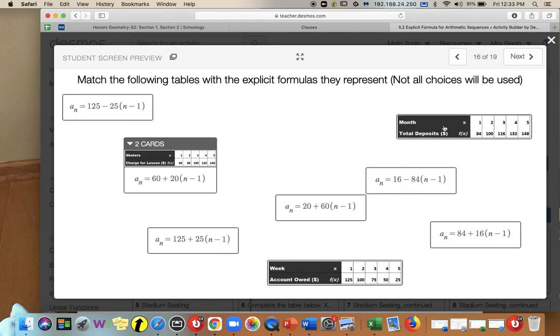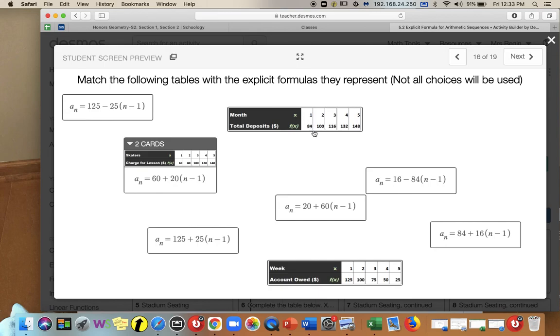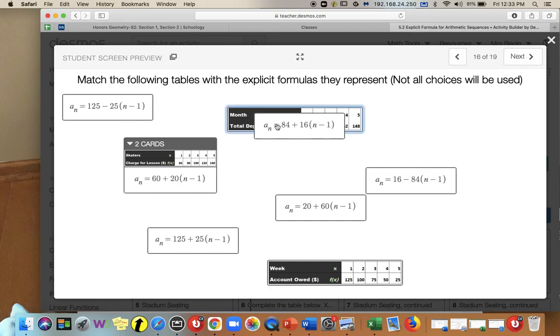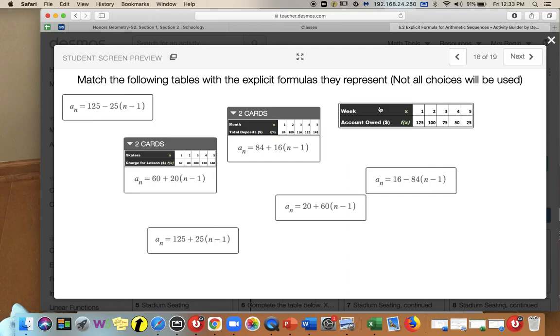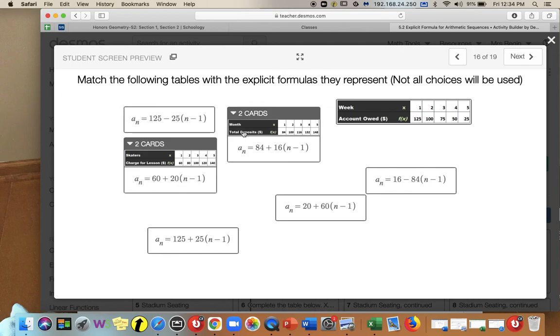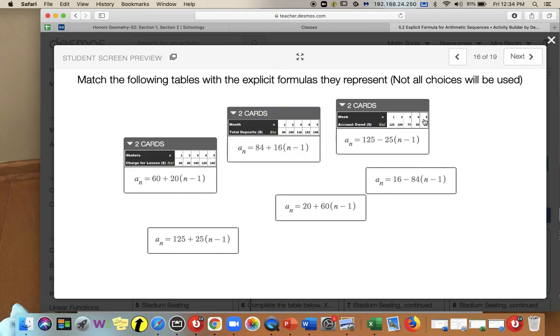All right, let's do this one next. This one, again, is going up. Looks like $16 a month. Starts at 84. So here's 84 starting at 16 a month. Matched up. This one starts at 125, but we're losing $25 a week. So losing 25. So it'd be this one right here.